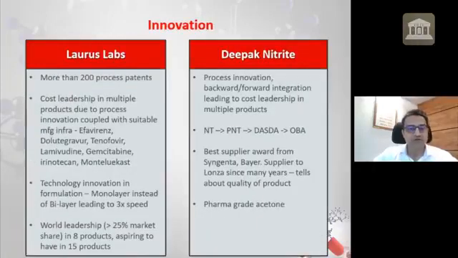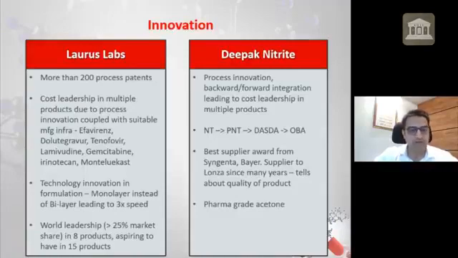When it comes to innovation, Laurus is able to innovate the process, so that is reflected in their margins and the return ratios. They have basically selected a few molecules and they try to become the cost leaders in these particular molecules. So be it efavirenz or dolutegravir or tenofovir, these are a few molecules where they have been the cost leaders due to the process innovation.